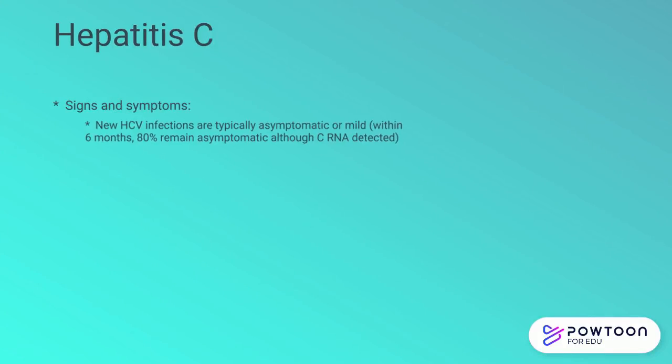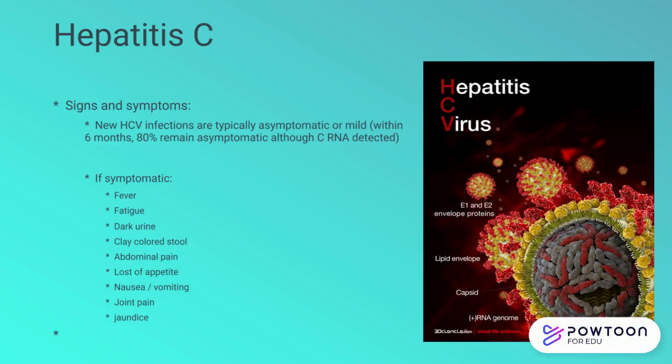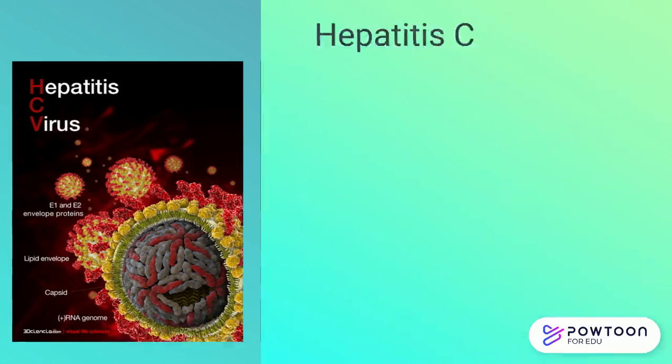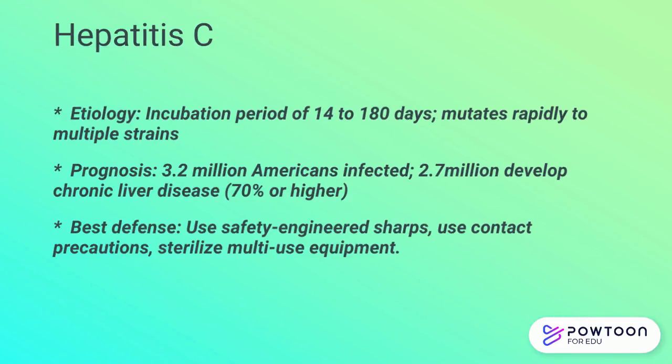HCV infections are frequently asymptomatic or very mild within that first 6 months, and then they may remain asymptomatic if they turn into chronic carriers. If they do have symptoms, they are similar to the other symptoms of hepatitis infection. Now, these stats I have are about a year old. Sometimes it takes a while to get the newest data out.